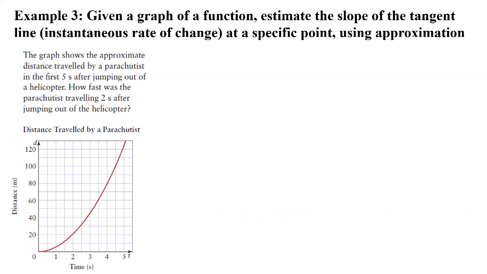So the question states that the graph shows the approximate distance traveled by a parachutist in the first 5 seconds after jumping out of a helicopter. The question is, how fast was the parachutist traveling 2 seconds after jumping out of the helicopter? So this means we want to find the instantaneous speed at t equals 2 seconds, right? Which is an instantaneous rate of change of distance with respect to time t, right? Okay, so I'll give you 5 minutes to think about this question first.